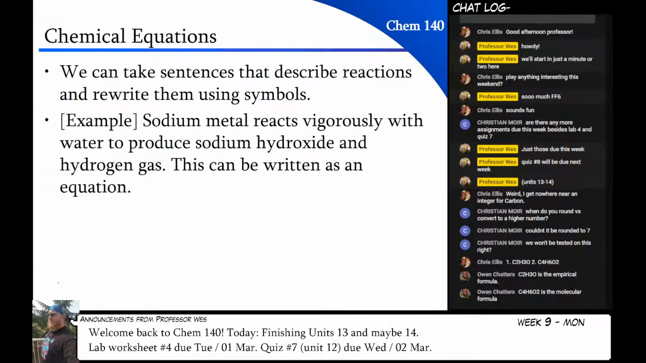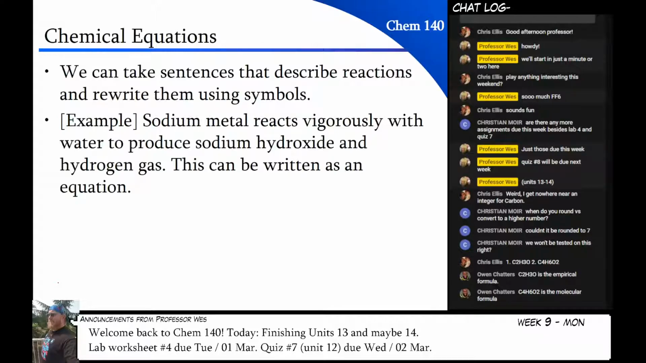Now, in order to do that, first we need to understand how to write a chemical equation. Throughout the quarter, you have been taking observations on various reactions that I've linked videos to or have shown videos of on YouTube. And you could describe those in a sentence like the following. So, sodium metal reacts vigorously with water to produce sodium hydroxide and hydrogen gas.